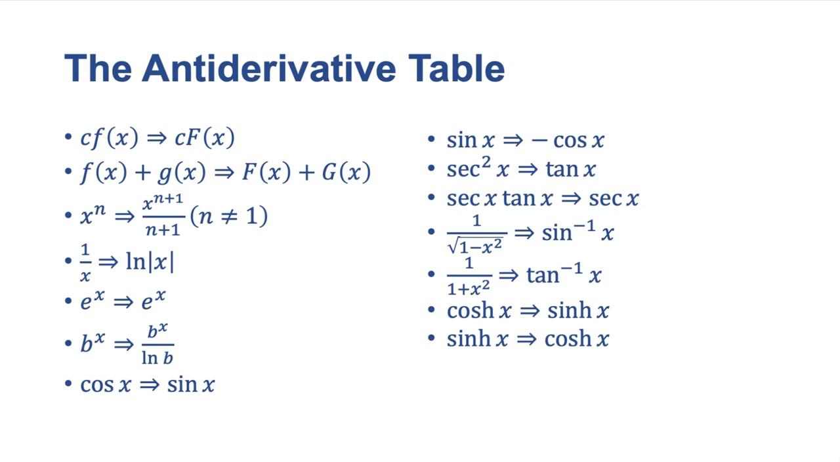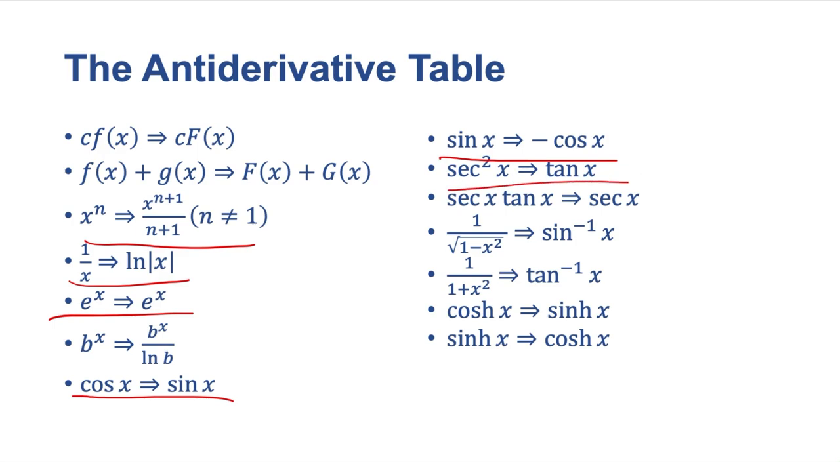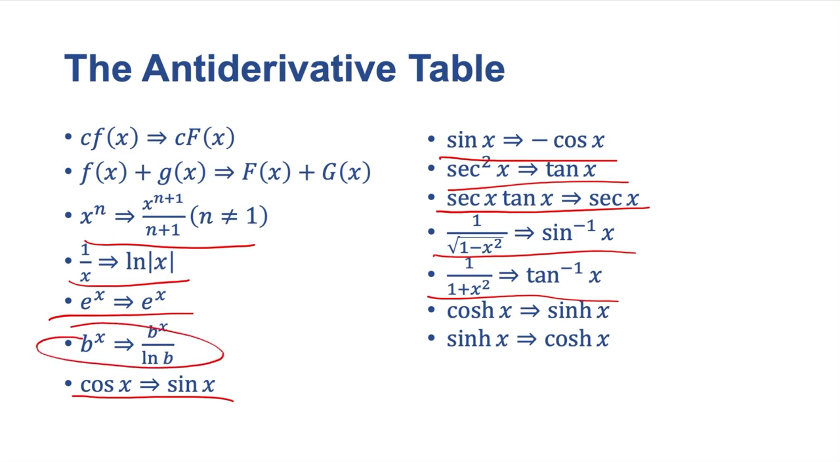If I have hyperbolic cosine, that goes to hyperbolic sine. And if I have hyperbolic sine, that goes to hyperbolic cosine. So really what I think is important to remember is this guy here, this guy here, this guy there, all of this trig stuff, and these two guys. Exponentials, fairly important, but we'll talk about that later. Hyperbolic, we'll talk about that later as well.